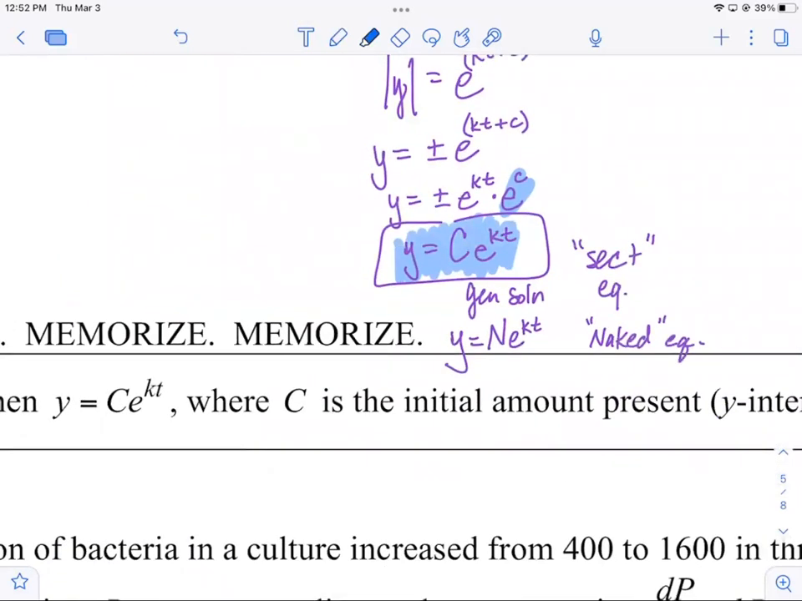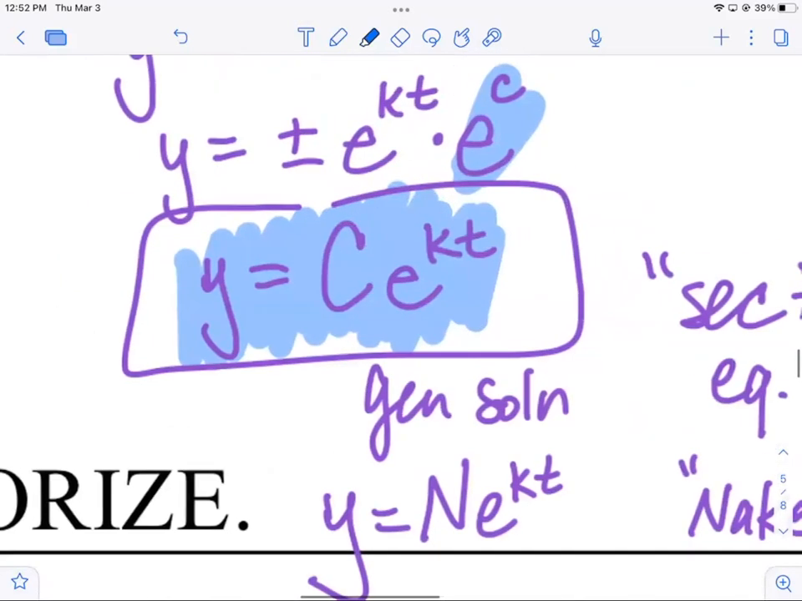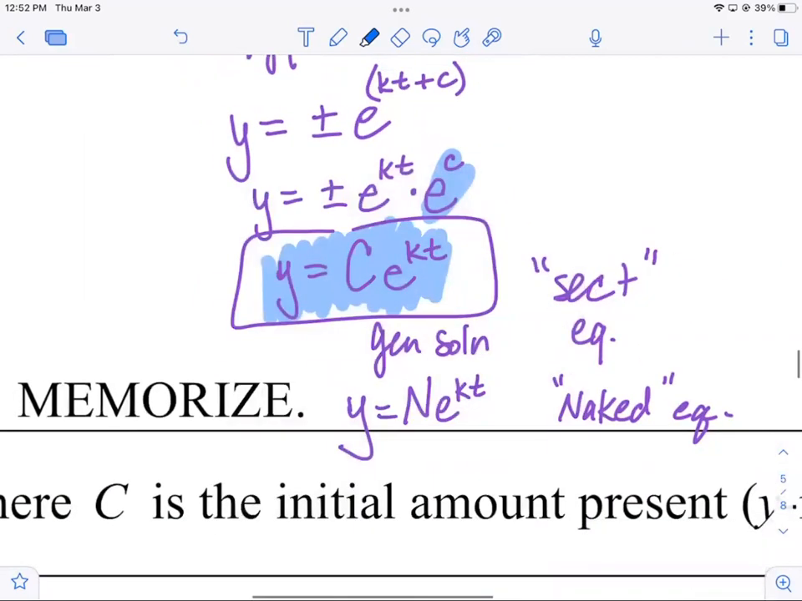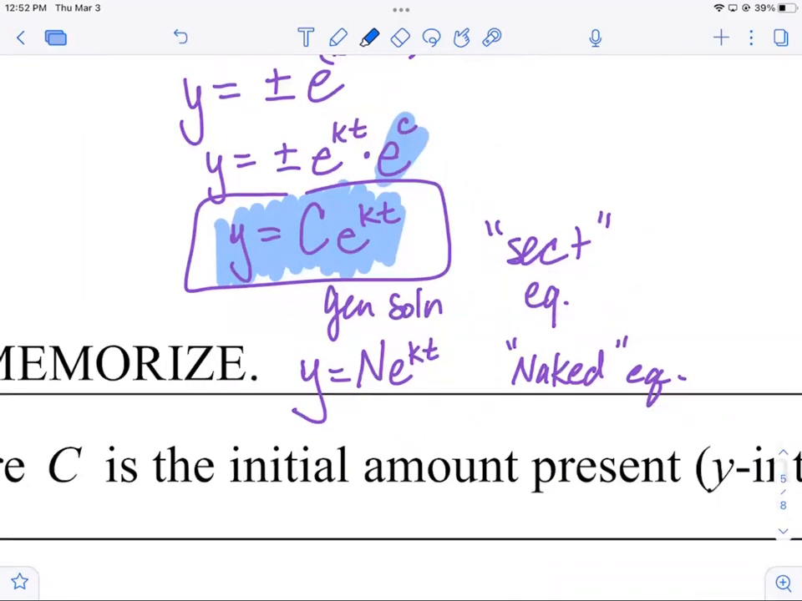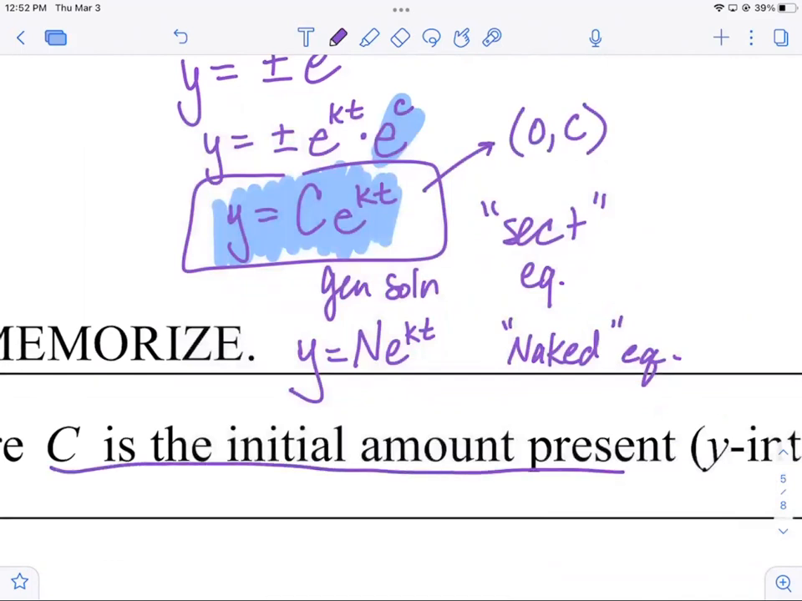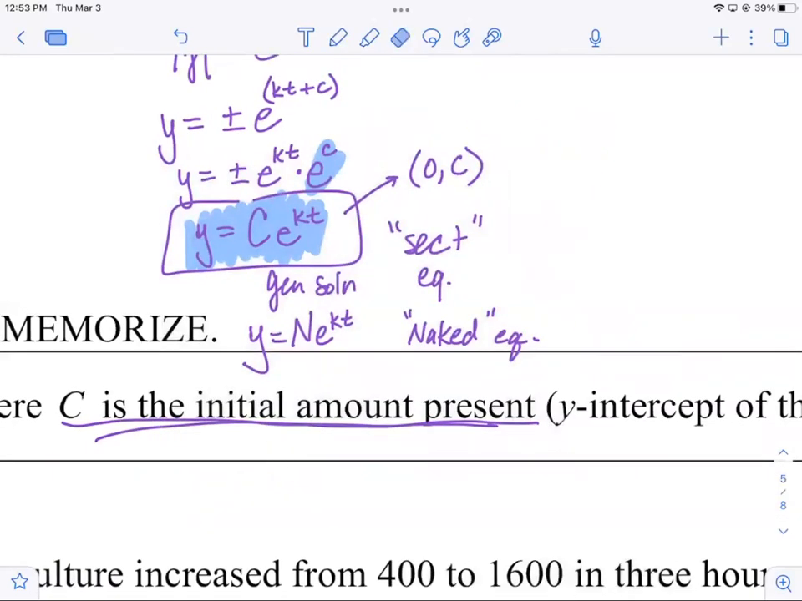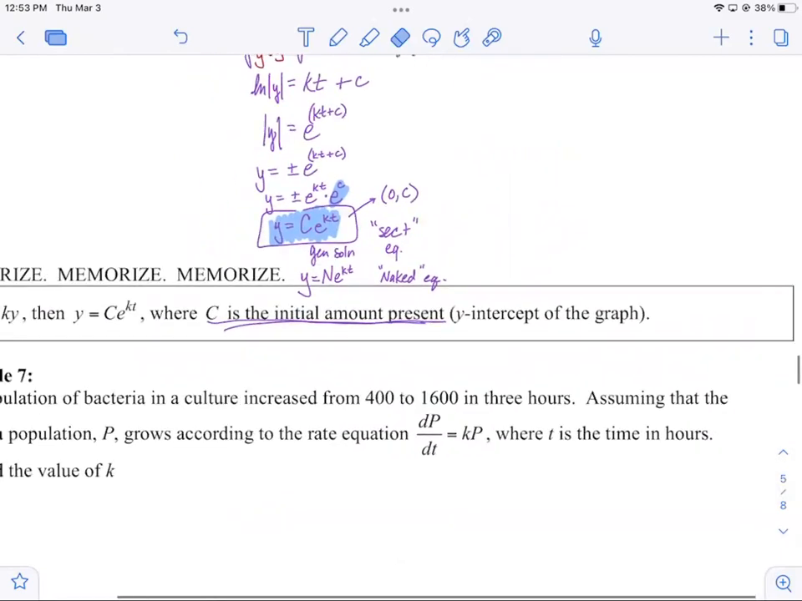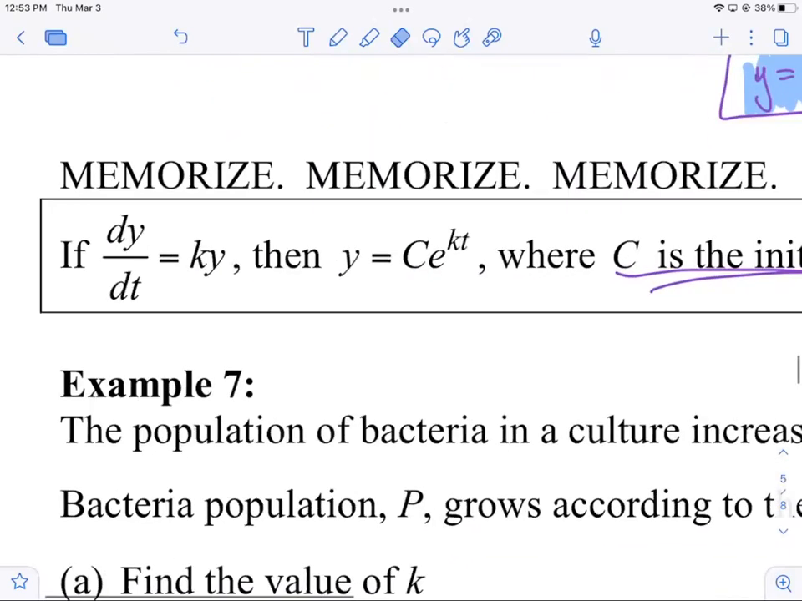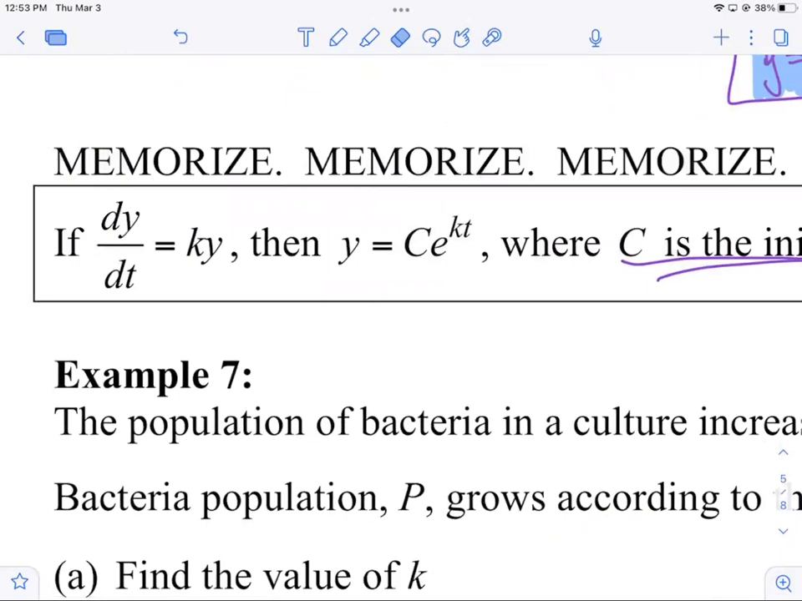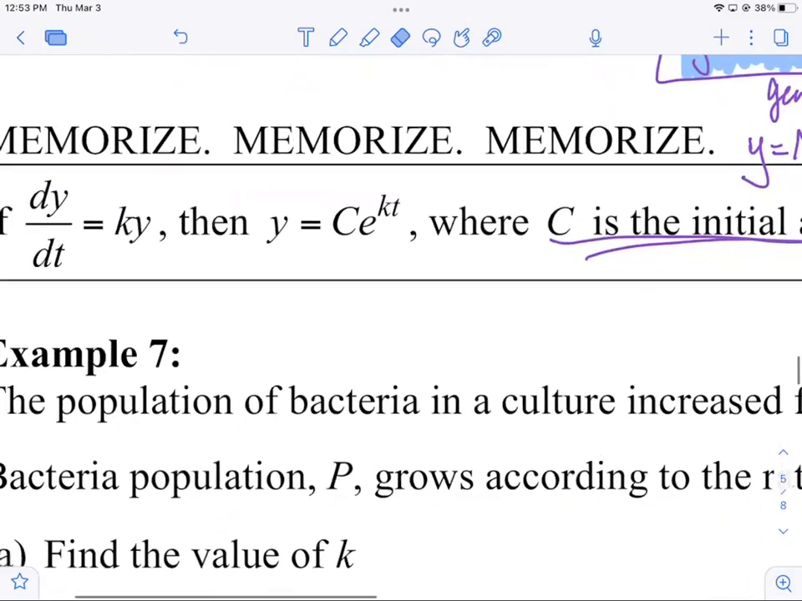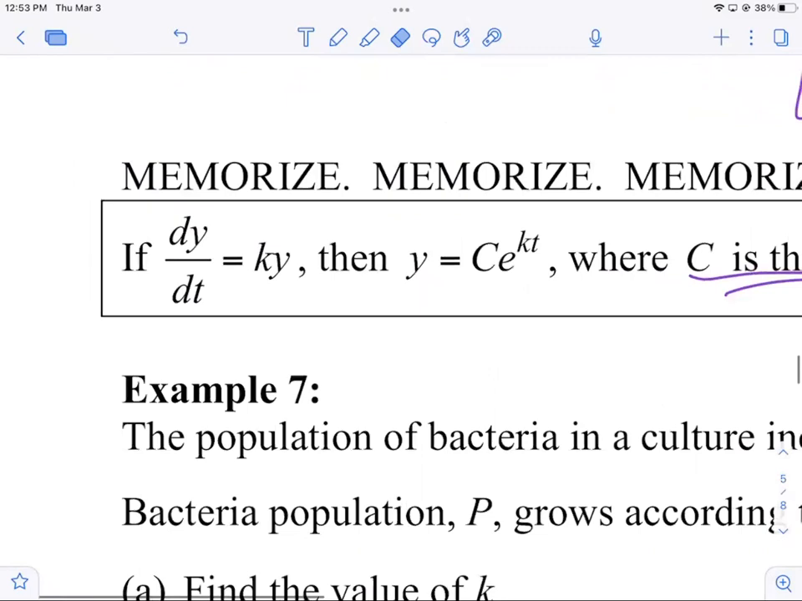Y equals sect. Now C is going to be the initial amount. It's your y-intercept. That's what's interesting. If you remember from your exponential days, if you plugged in a 0 for t, you get C. So this is going to pass through the point 0, comma C. C is then called the initial condition. It's the initial amount present. And by this, we mean the y-intercept of the graph. K is your constant of proportionality. So here it is. Memorize, memorize, memorize. If dy dt equals k times y, then y equals sect.